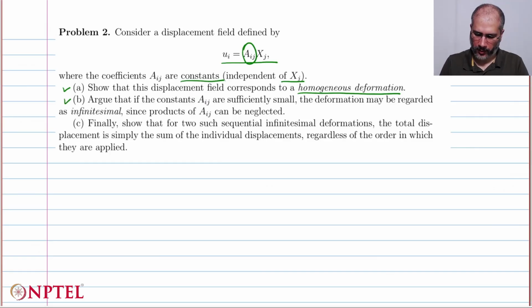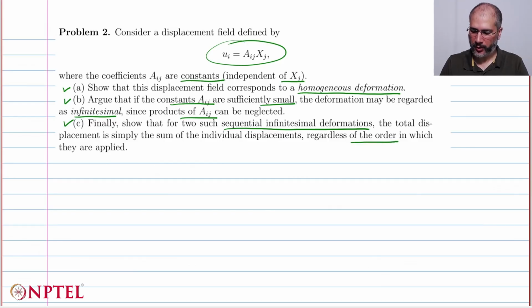In the next case, we have to show that if the constants aij's are small, then we can regard this deformation as infinitesimal, with the idea that products of different components of A are much smaller than the individual components of A. And finally, and this is the most interesting part of the problem, we have to show that if there are two sequential infinitesimal deformations, then the order in which they appear does not matter in this case. So let us solve the problem.